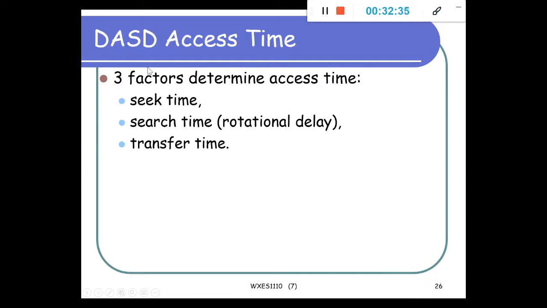So we go to the direct access storage devices. Access time: we have three factors to determine access time. One is seek time, then search time, which is rotational delay, and transfer time. Transfer time is the data transfer time. Seek time and search time are for the read and write head to move around to the correct track, the destined track and the destined sector. So the seek time is the slowest of the three factors.